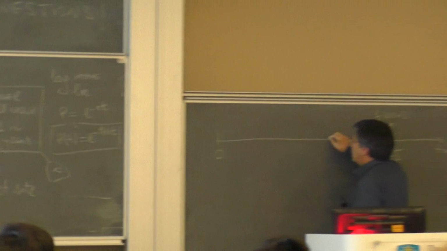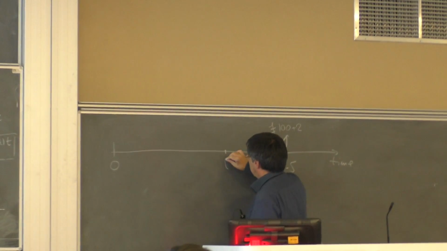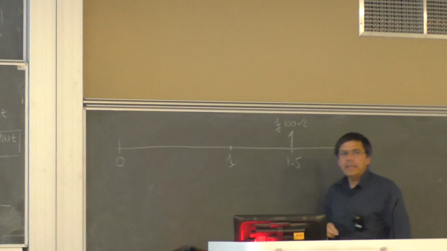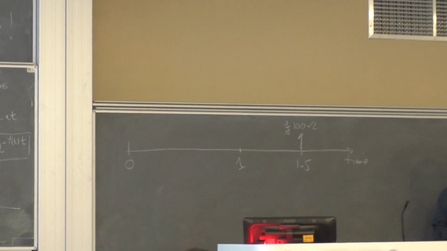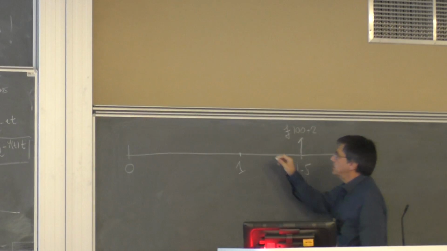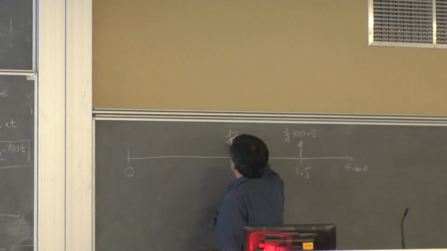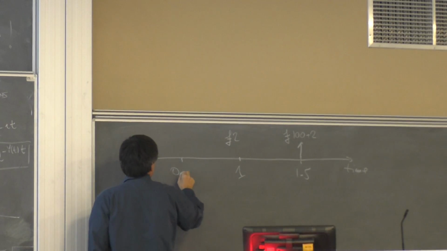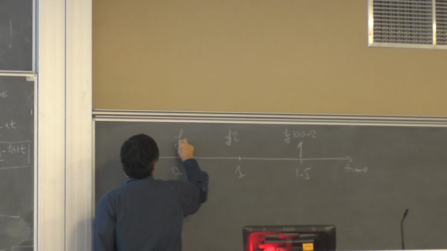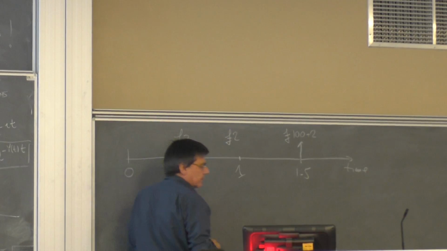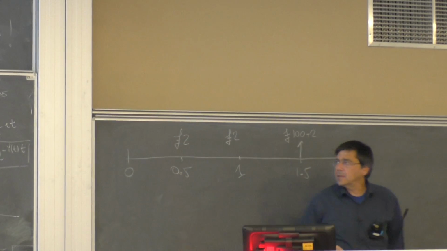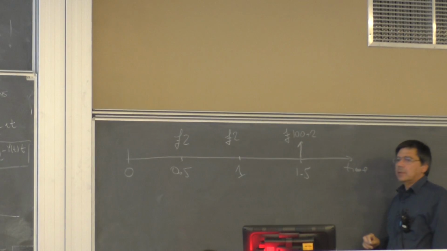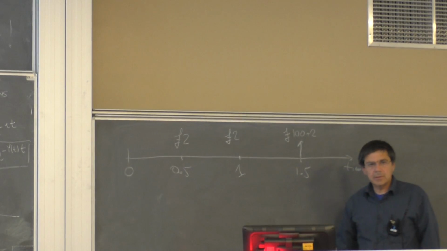Six months before that, in 1 year, I'm going to get a coupon payment of £2. And 6 months before that, times 0.5, I'm going to get another coupon payment of £2. This is what this fourth bond does for you if you own one of these.